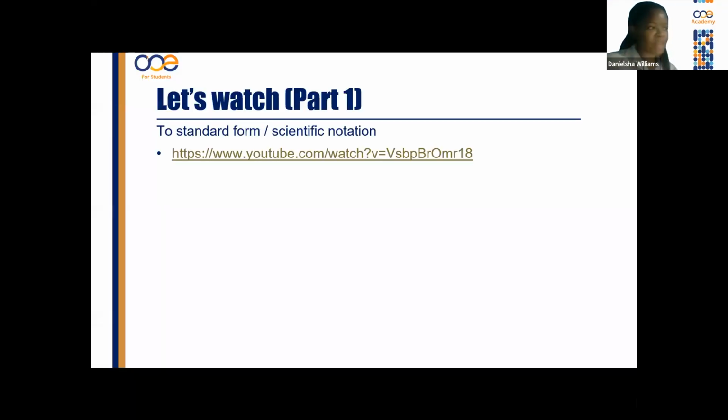And so we are continuing our look at the final part of computation. We are looking at standard form, scientific notation. And we just watched a video summarizing what standard form is and how we write it.